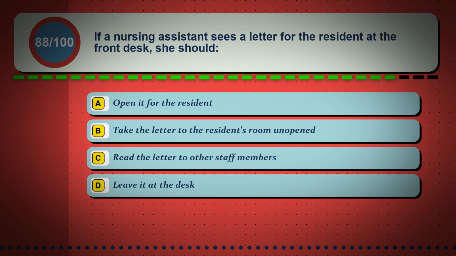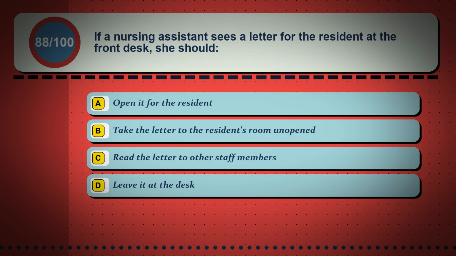Question 88. If a nursing assistant sees a letter for the resident at the front desk, she should: Option A, open it for the resident. Option B, take the letter to the resident's room unopened. Option C, read the letter to other staff members. Option D, leave it at the desk.